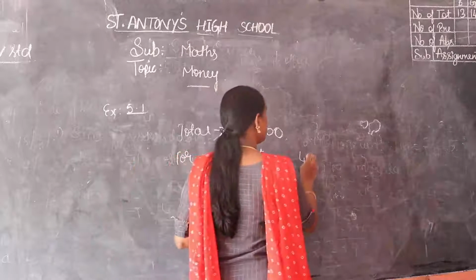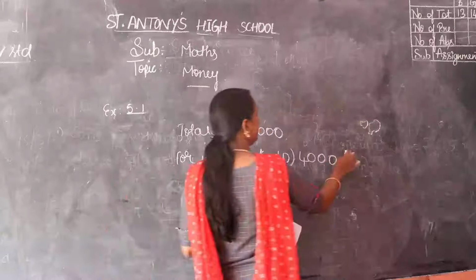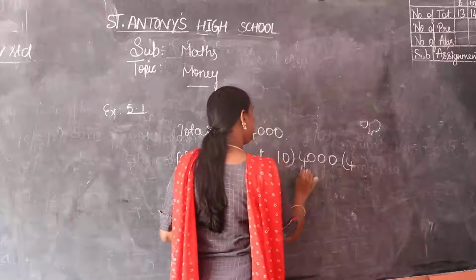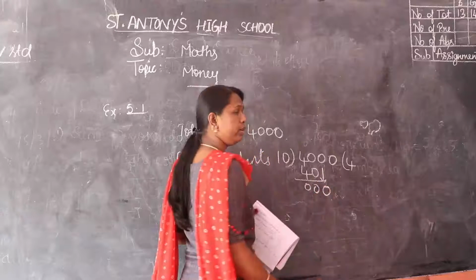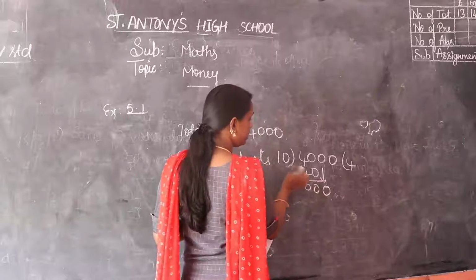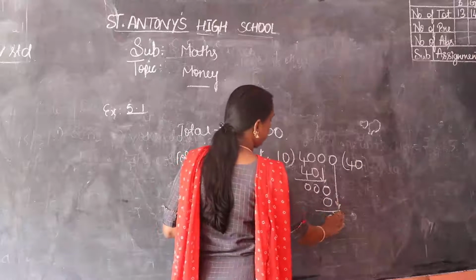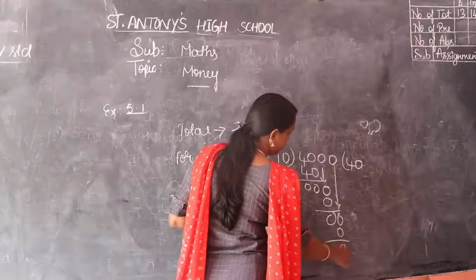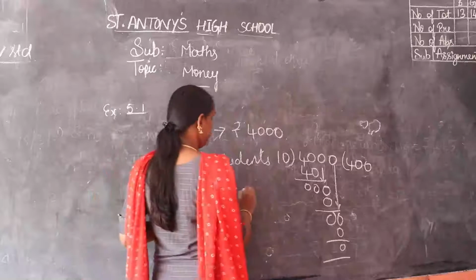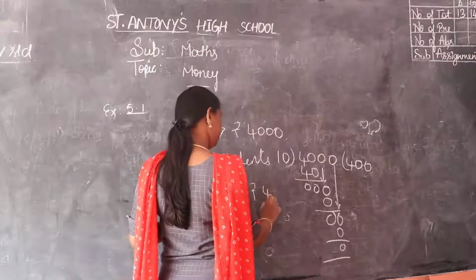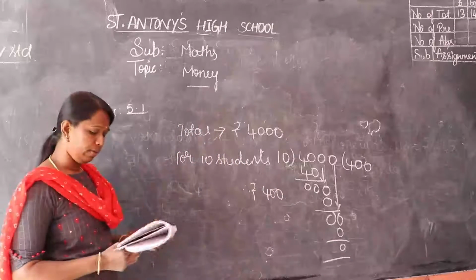Okay, 4,000 divided by 10. Easily we can divide this one. 10 fours are 40. Take 0 down. It is not possible. 10 zeros are 0. Again take 0 down. Here 10 zeros are 0. Remainder becomes what? 0. The quotient becomes 400. Therefore, the amount which is divided for each student is rupees 400.